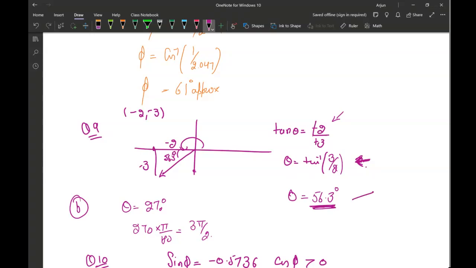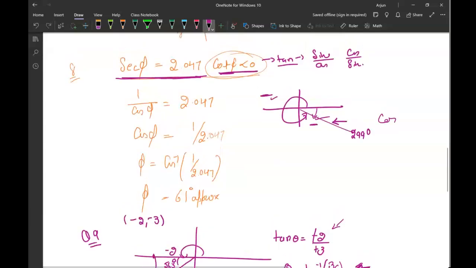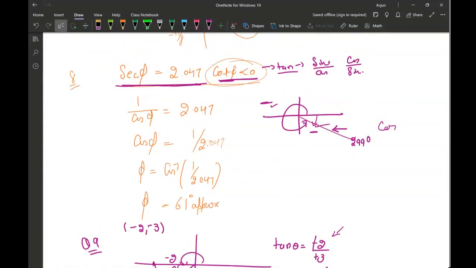That's correct. And this one is cos inverse of 1 divided by 2.047, and that is 60 point something. Yeah, so the work is correct.